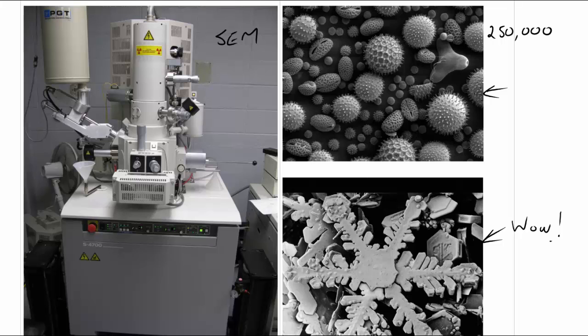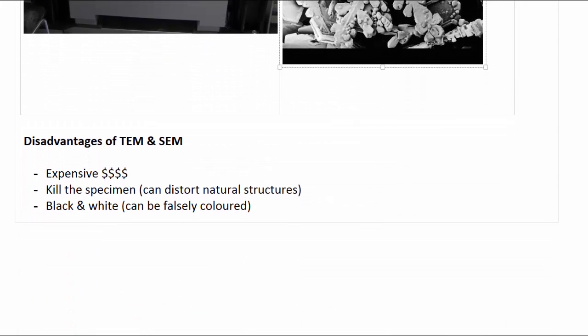Both TEM and SEM provide a much greater magnification than light microscopes, but they do have some limitations. First, they're extremely expensive to build, operate, and maintain. Second, electron microscopes normally require a specimen to be killed, chemically fixed, and placed in a vacuum, and these treatments can distort the natural structures, whereas light microscopes allow you to view living organisms. Third, unlike light microscopes, all images from electron microscopes are black and white, although they are often given false colour.